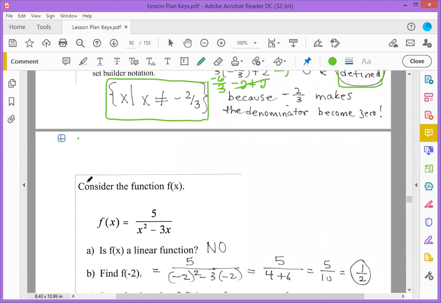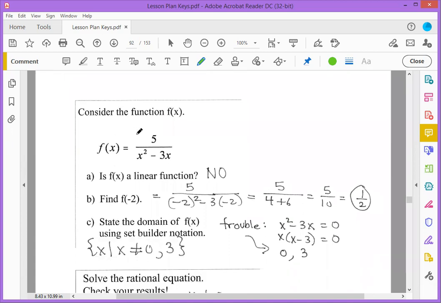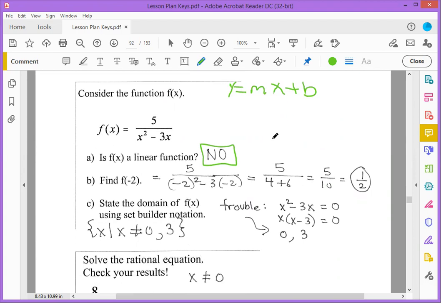Now let's consider the next function. We have f of x equals 5 divided by x squared minus 3x. Is f of x a linear function? That would be no. Remember, linear functions can be written in slope-intercept form, y equals mx plus b. And we see here that we have x squared in the denominator. So this would not be the graph of a line, and therefore not a linear function.